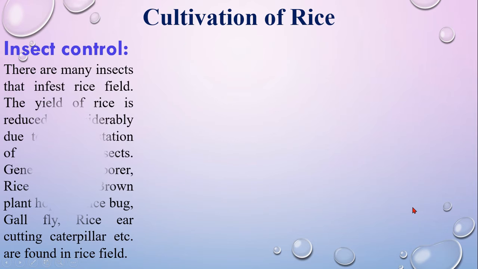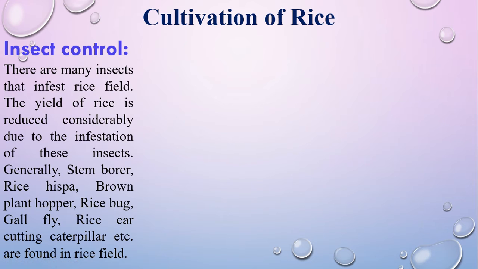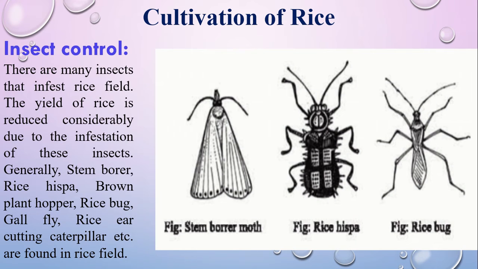Now insect control. There are many insects that infest the rice field. The yield of rice is reduced considerably due to the infestation of this type of insect. For example, stem borer, rice hispa, brown planthopper, rice bug, gall fly, rice ear cutting caterpillar, etc. So this is the picture you see: stem borer moth, rice hispa, rice bug. You have to memorize this.